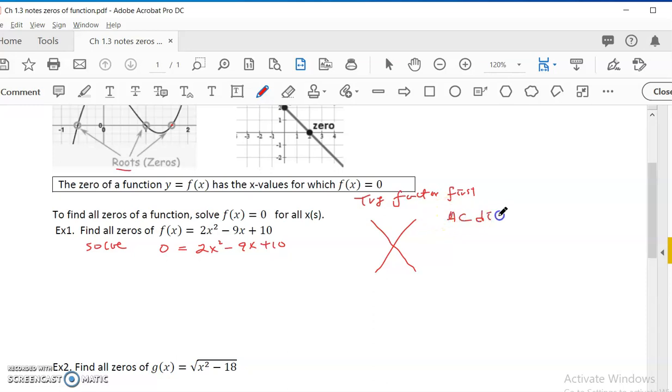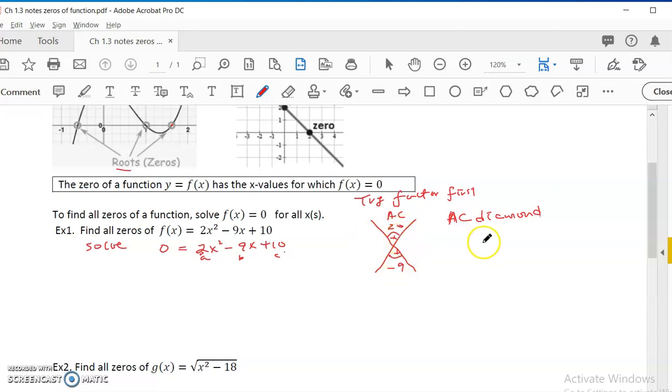In case you want to find more videos on how to do this, you can search for AC diamond. The top here is AC, which is 2 times 10. This is a, this is b, and this is c. So this is 20, and b is negative 9, like when we do the quadratic formula. Then you want to find two numbers that multiply to 20 and add to negative 9.